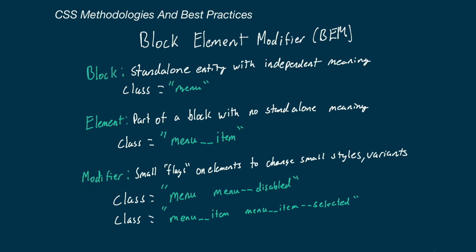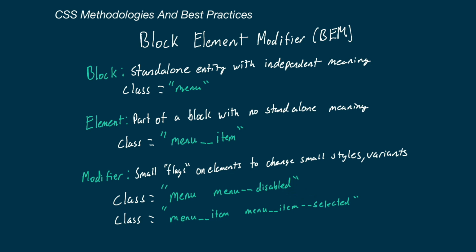Finally, modifiers are for small flags on elements to change little pieces of style or provide variants such as disabled or selected states. These can modify either elements or blocks, and they are denoted by adding two dashes to the class name followed by the modifier name. For example, here we have the same menu block, but we also gave it the menu disabled modifier. You'll notice that we do include both the name of the block and the name of the modifier as two separate classes, separated by spaces as per standard HTML syntax.